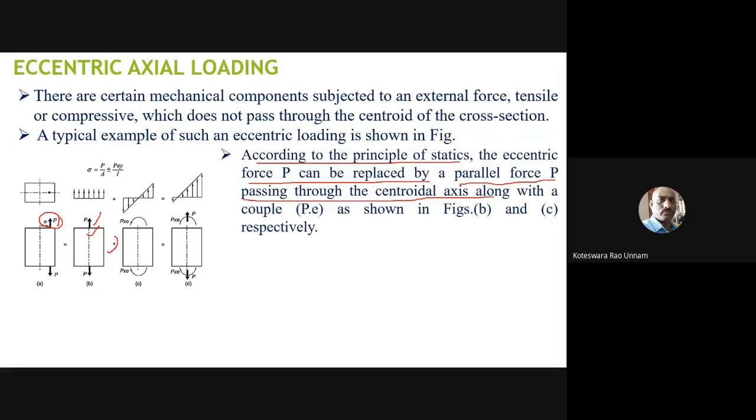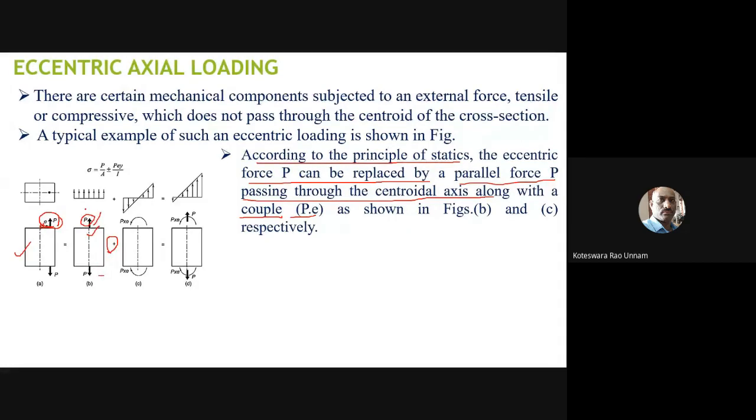So not only that. Whenever there is eccentricity, it is not only an axial load plus a bending moment or a couple. You can say a couple is nothing but a moment. The magnitude of the couple is given by the magnitude of the load multiplied by the eccentric distance between the centroid and the line of action of the force. We take that as the couple, because here it is P into E. Therefore, you need to replace this single eccentric load by two loads.